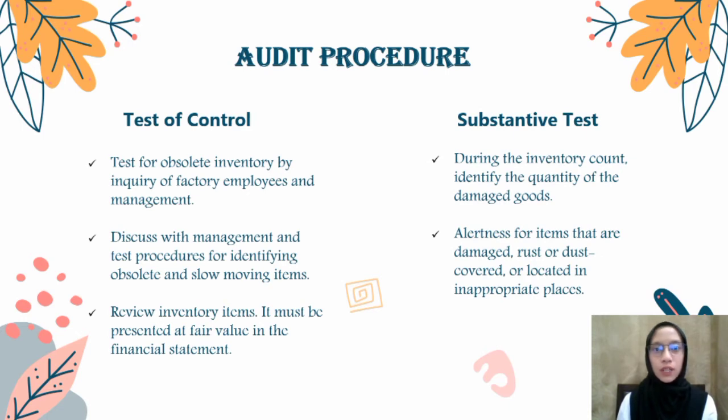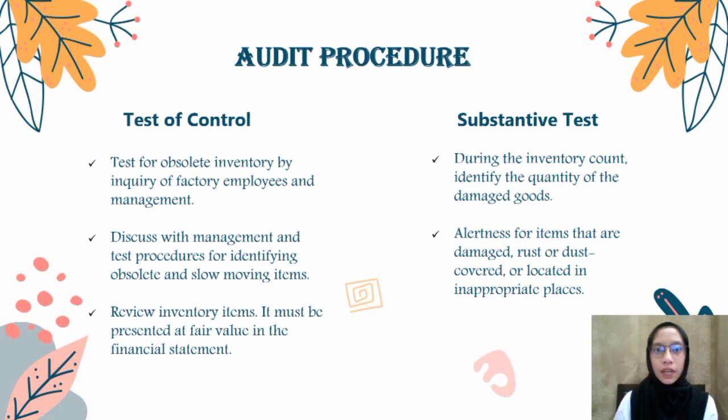For test of control, the auditor will test for obsolete inventory by inquiry of factory employees and the management. And then the auditor will discuss with the management and test procedure to identify the obsolete and slow-moving items. Other than that, the auditor will review the inventory, he must make sure that all the inventory are recorded at the fair value in the financial statement. And the second one is substantive test.